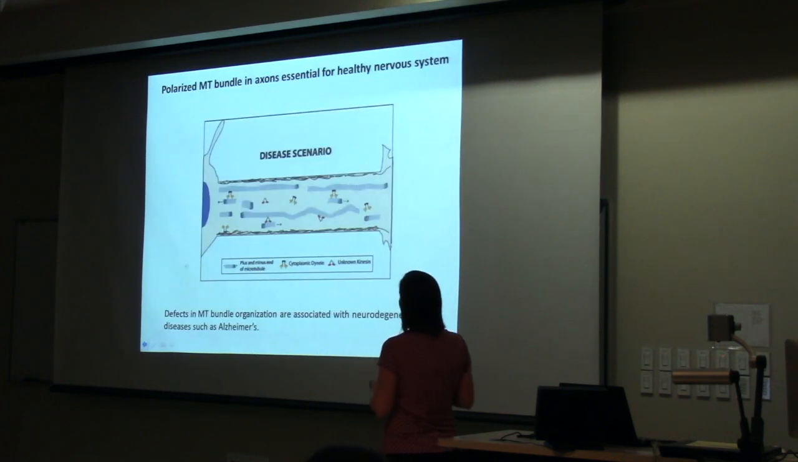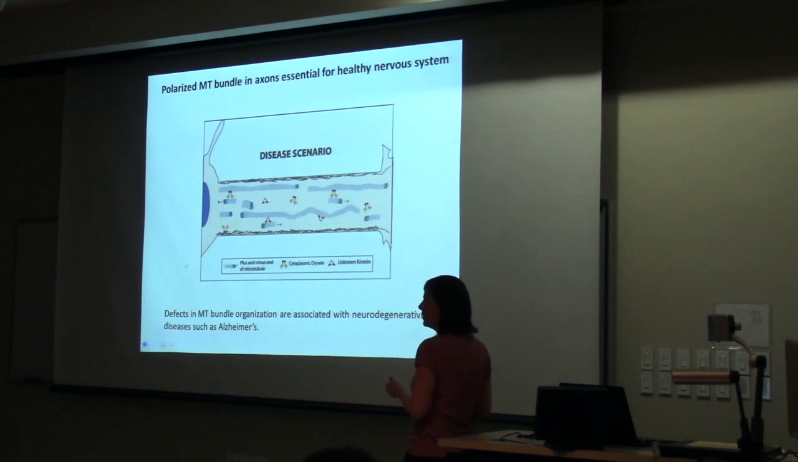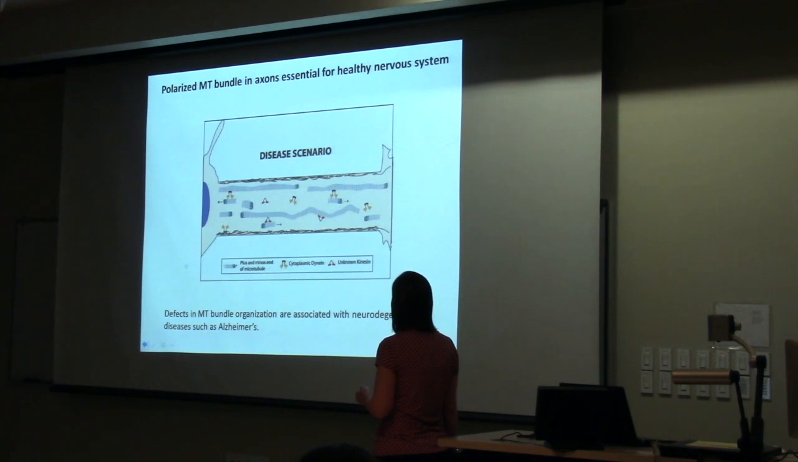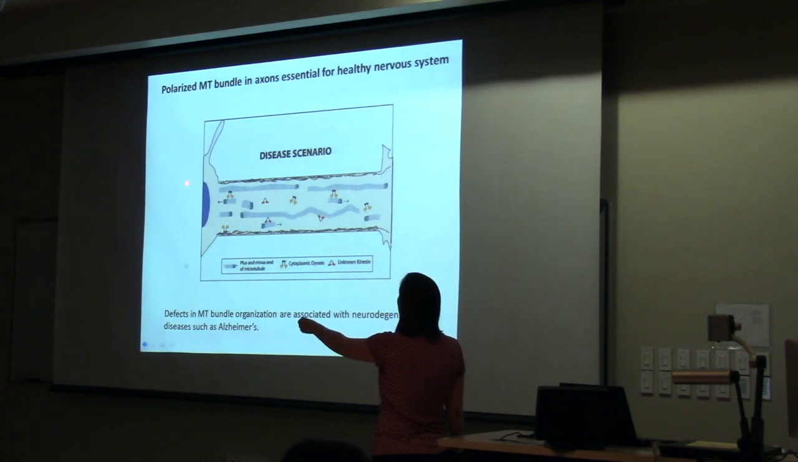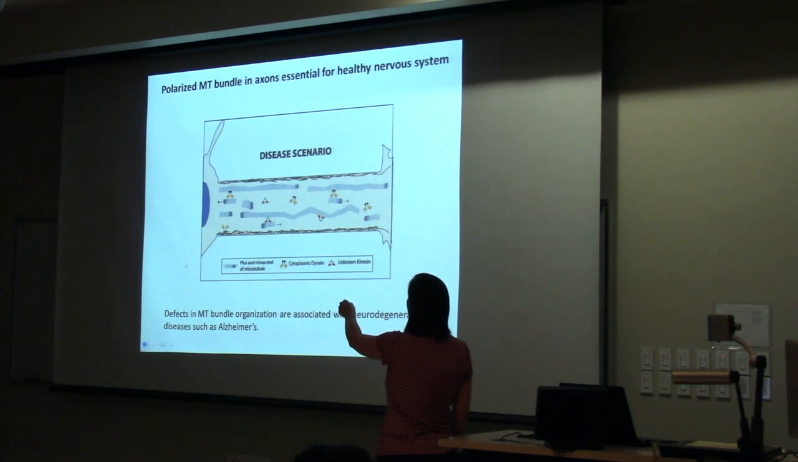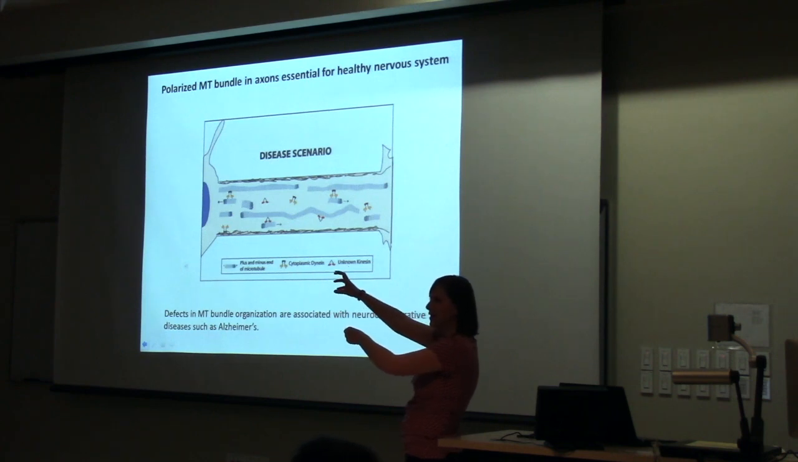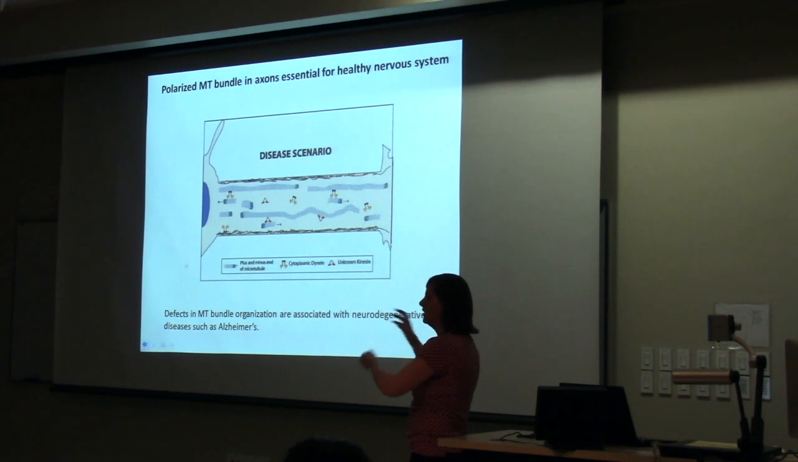This is important because when it goes wrong, it's associated with some neurodegenerative diseases such as Alzheimer's disease. This is a cartoon schematic of a disease scenario where we have a microtubule bundle where some of the microtubules are oriented the way they should be, and others are oriented with their plus ends inward. And so the motors that are trying to carry things to the proper destination at the proper time are not doing what they should.